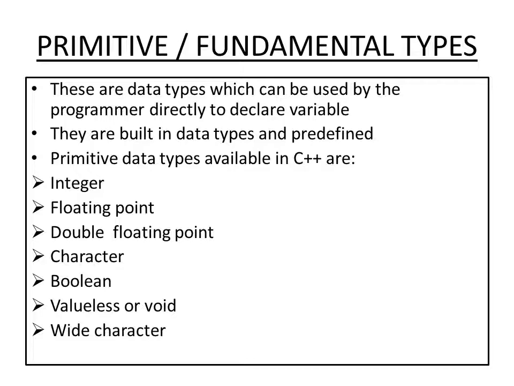One is integer; floating point, that is decimal values; double floating point, long decimal values; characters, like letters A, B, C, D; boolean, like true or false; valueless or void, like no value at all, just empty; and the other is wide character. The difference between character and wide character is that wide character requires more space.